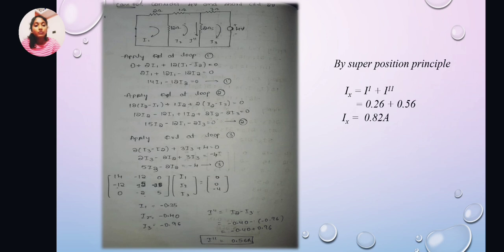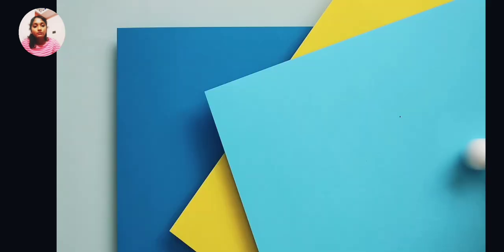And thus by the superposition principle we have Ix is equal to I dash plus I double dash. This is because the total current is equal to the algebraic sum of the currents due to the sources acting separately. So by substituting the values of I dash and I double dash, we get 0.26 plus 0.56 equal to 0.28 amps. So therefore the superposition principle is satisfied. Thank you.